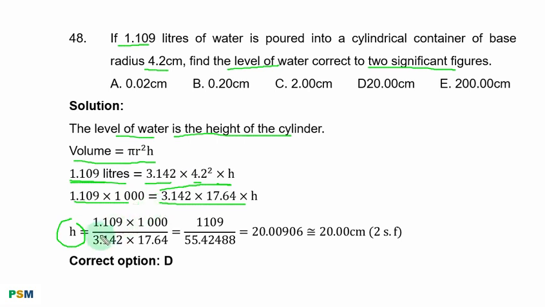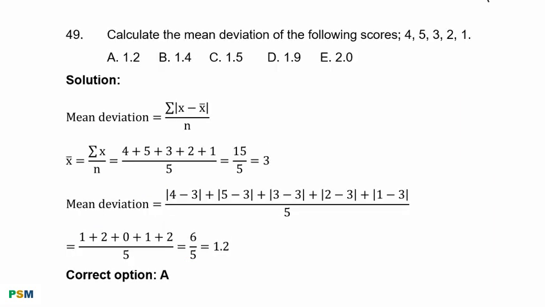You have h equal to this. When you multiply, you have this result. After division, you have this result. So to 2SF, the height is 20 centimeters.